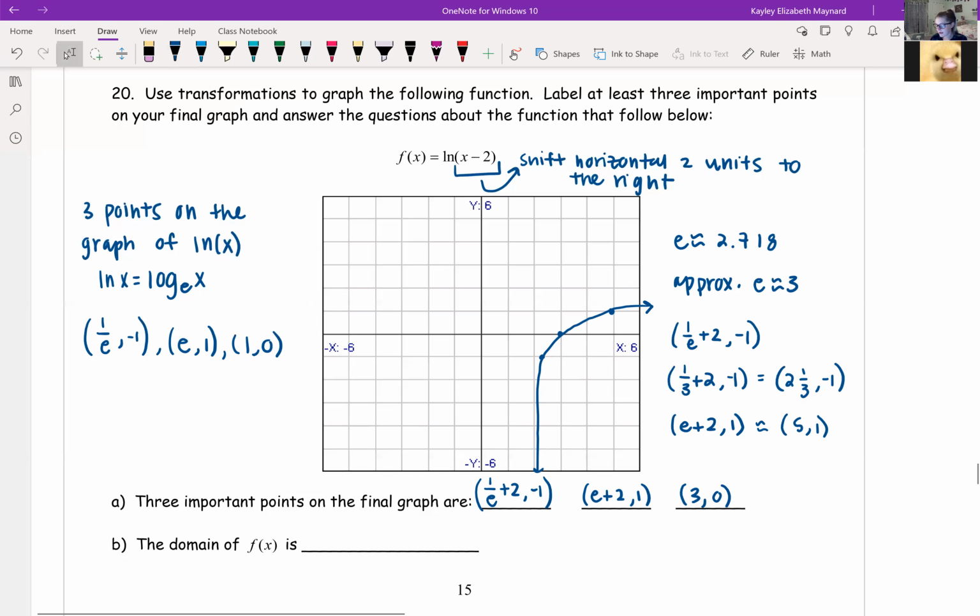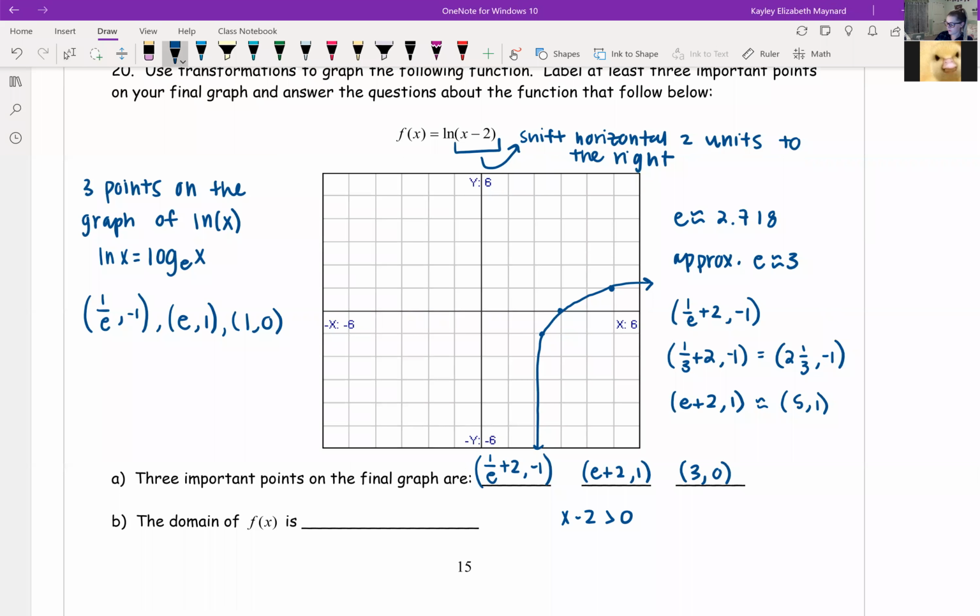So the last part on number 20 asks you for the domain of f of x. Just remember that for log functions, their input always needs to be positive. So our input is x minus 2, and that needs to be greater than 0. So x just needs to be greater than 2. So my domain is 2 to infinity. You can see based on my graph that's reflected, because the points plugged in are all greater than 2. My graph starts at about 2 and continues over, but no negatives are there.